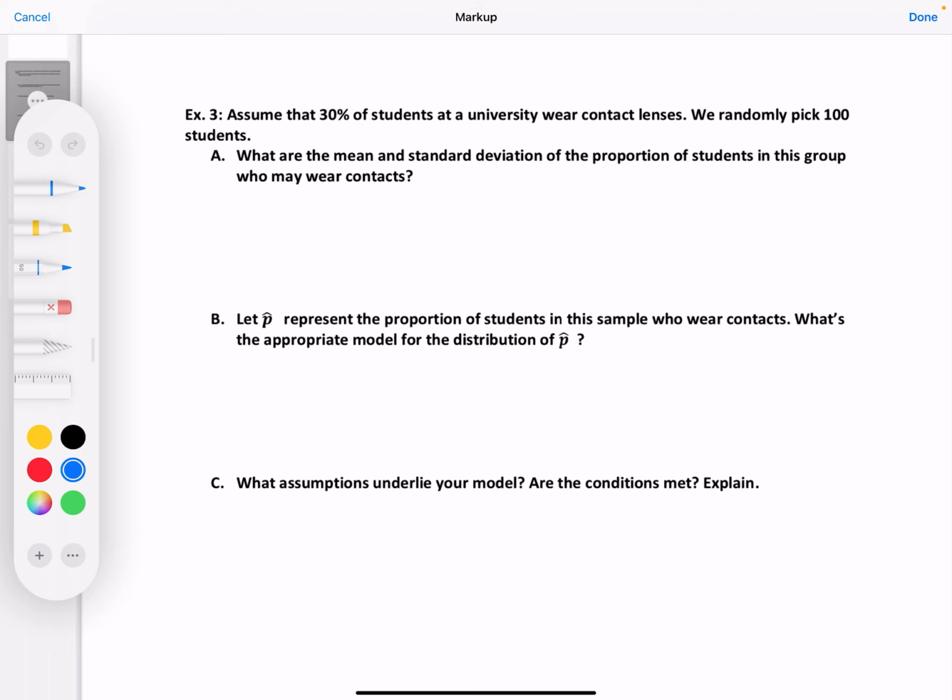Number 3. Assume that 30% of students at a university wear contact lenses. We randomly pick 100 students. What are the mean and standard deviation of the proportion of students in this group who may wear contacts?